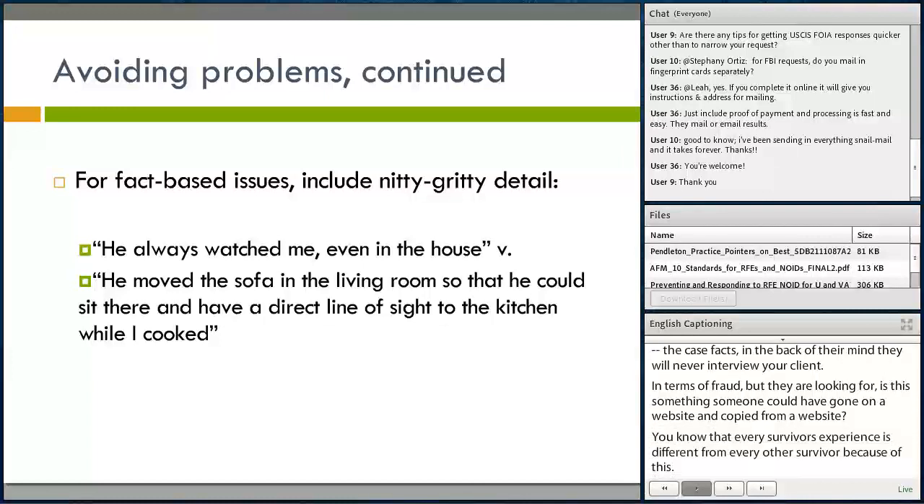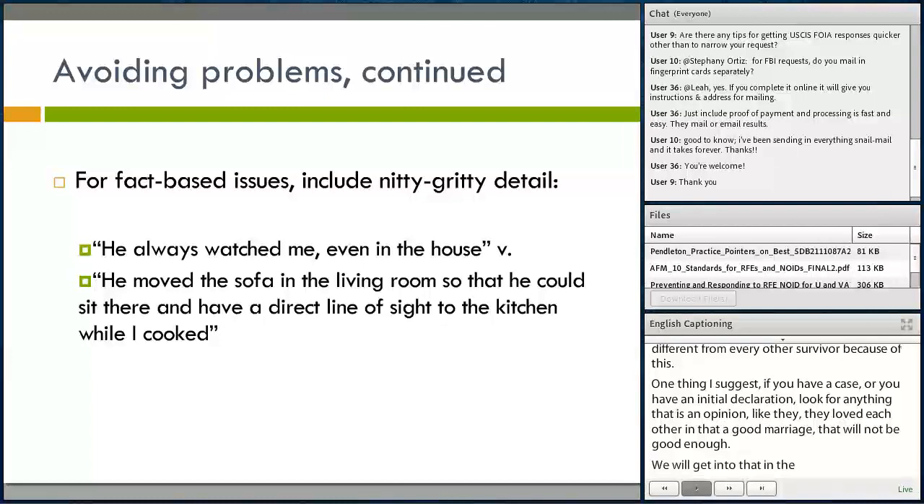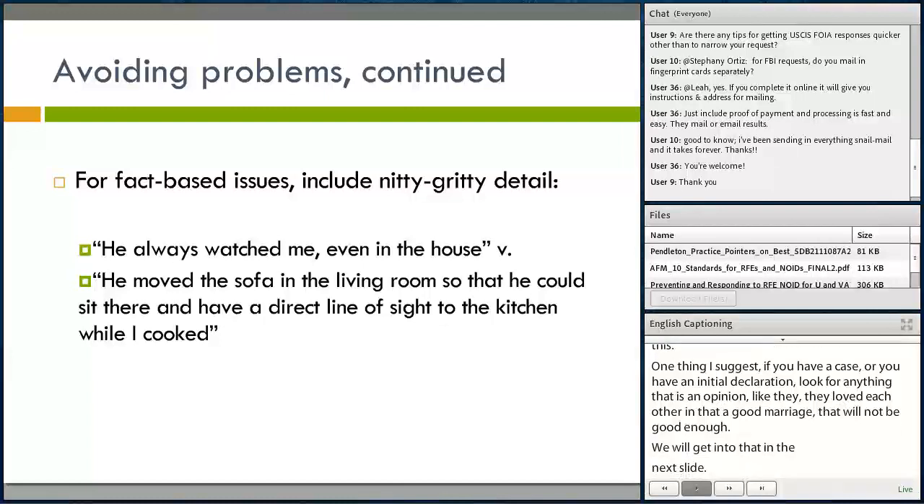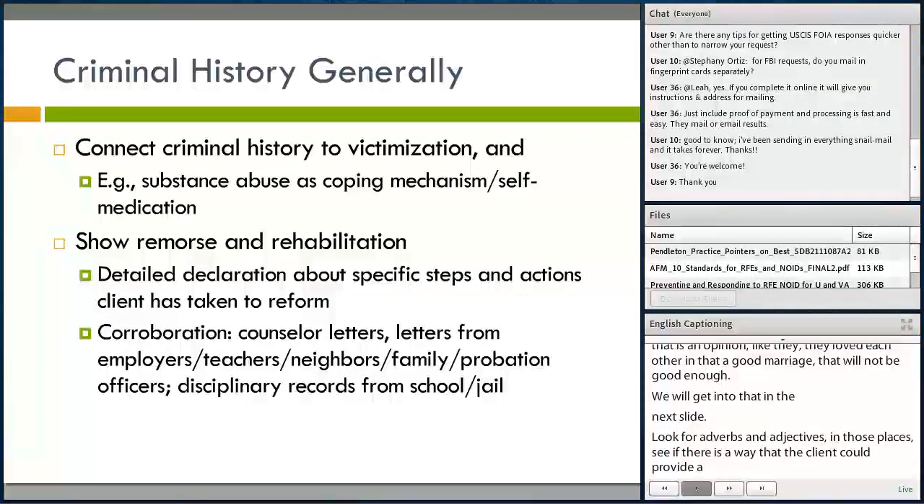And one thing I suggest, if you've inherited a case or you've got an initial declaration, is look for anything that's a generalization like this. Look for anything that's an opinion, like they loved each other and they had a good marriage. That's not going to be good enough. We'll get into that in the next slide. Look for adverbs and adjectives, and in those places, see if there's a way that your clients can provide facts or that the corroborators can provide facts that will lead the person reading it to those same conclusions rather than whoever's writing it stating those conclusions.